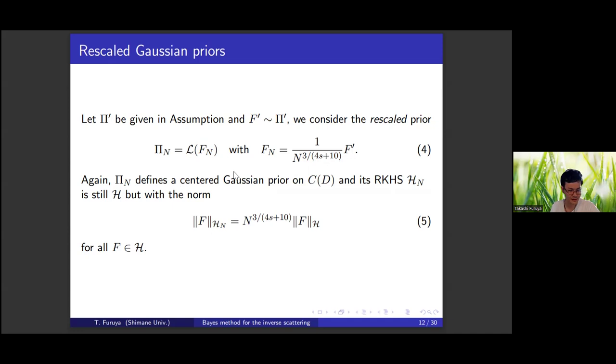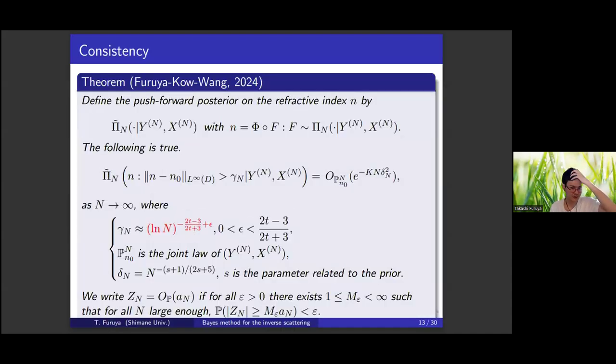And then the pi n is defined as essentially the prior by the previous assumption. And this RKHS, we denote it H n, is an RKHS, and this norm is given by the following. But anyway, with such an assumption, we can show the main result.